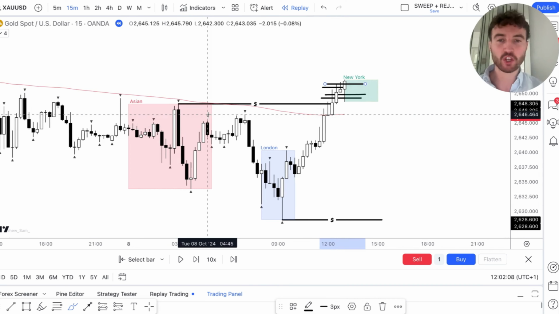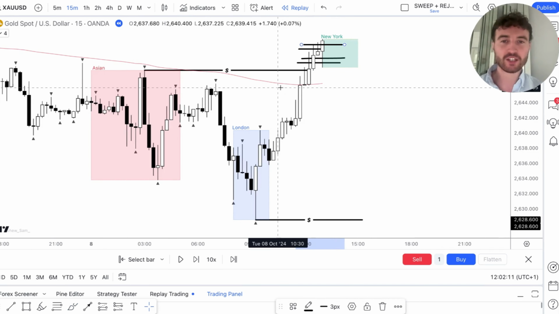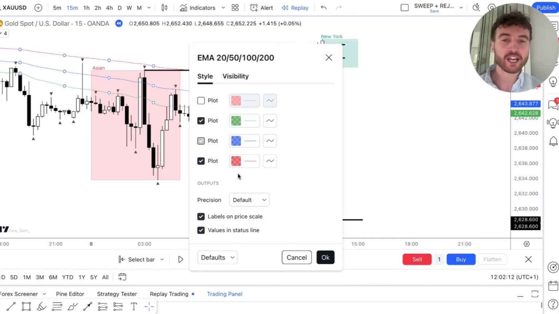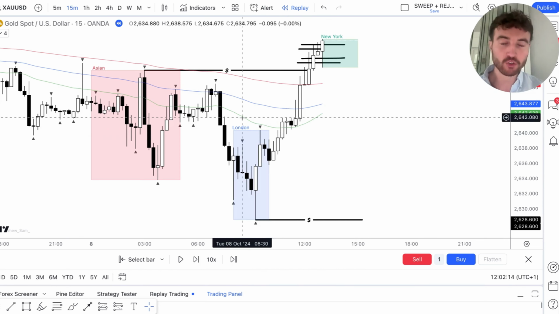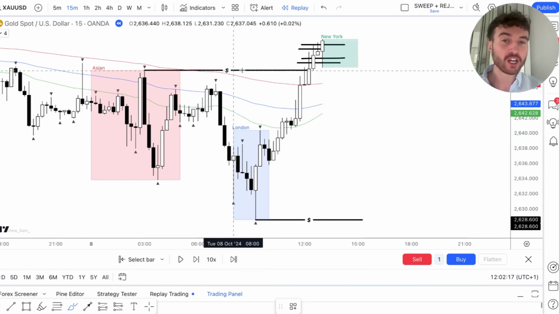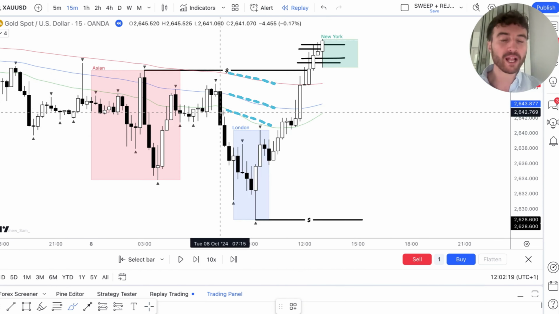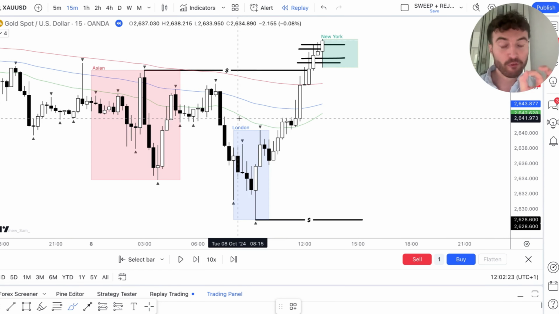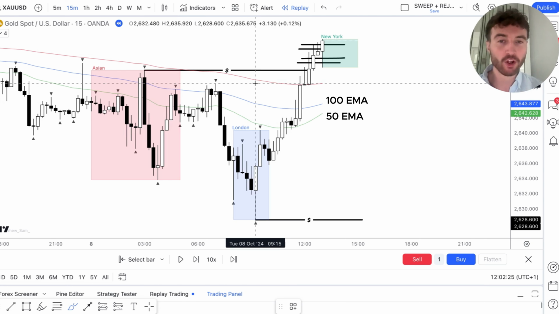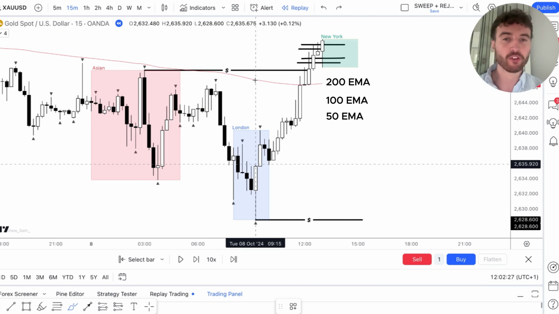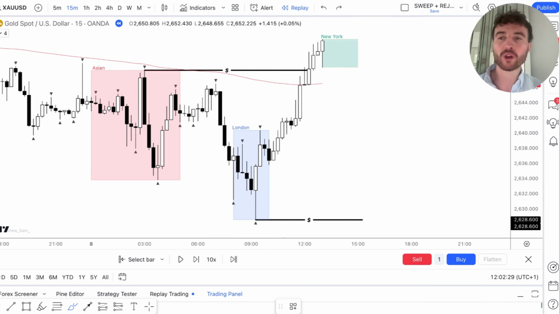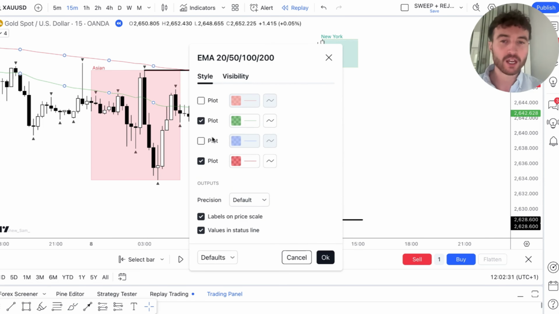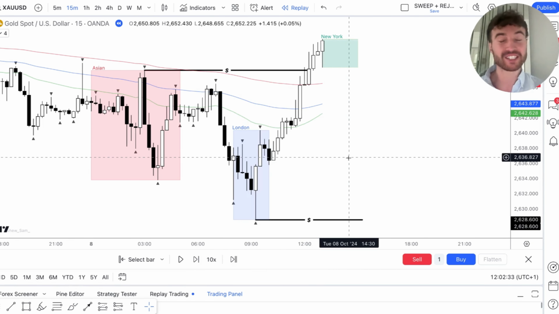The EMAs are sloping to the downside. So you can see right here, we've got the 50, the 100, and the 200 exponential moving average. They're all in order, and they're all indicating that we are in a seller's market. So the 50's on the bottom, the 100's in the middle, and the 200 is on the top. Therefore, we are only looking for shorts on this market. If we are looking for longs, then that is essentially a counter-trend play.